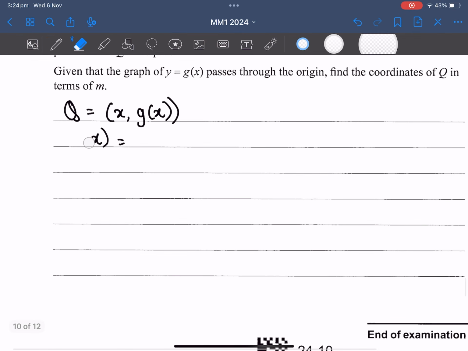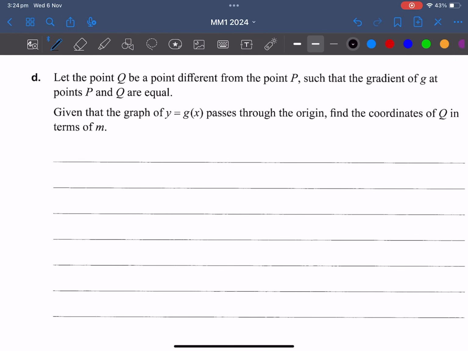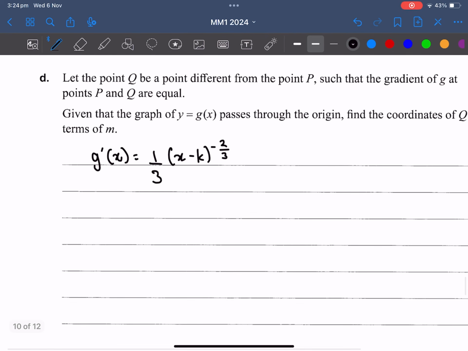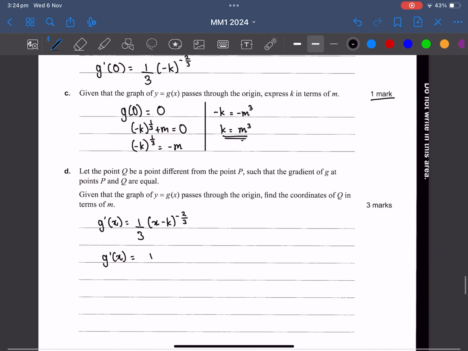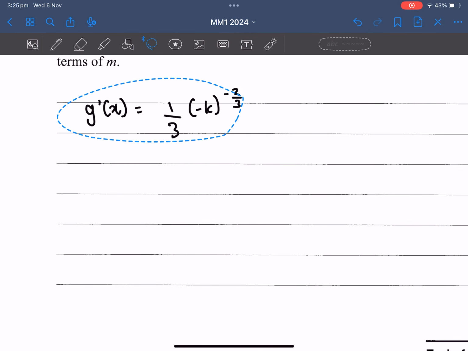So basically what they're asking for is point Q, which, as I said, is just (x, g(x)). Our gradient at point Q is just going to be the derivative function itself, so 1/3 (x minus k) to the power of minus 2/3. And that has to be equal to the gradient at point P. So g'(x) has to be equal to 1/3 (minus k) to the power of minus 2/3. That's all they're asking us. So let's quickly solve this.